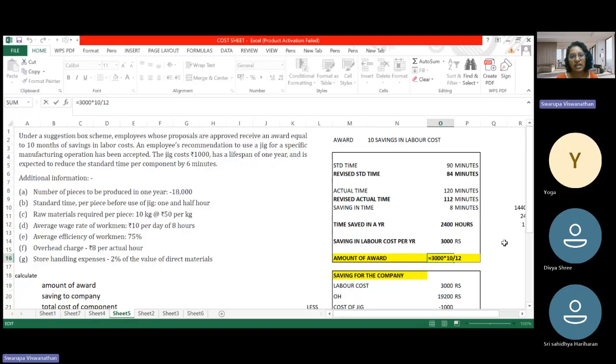3,000 rupees we are saving for 12 months. 10 months saving will be given as reward. So 3000 into 10 by 12.